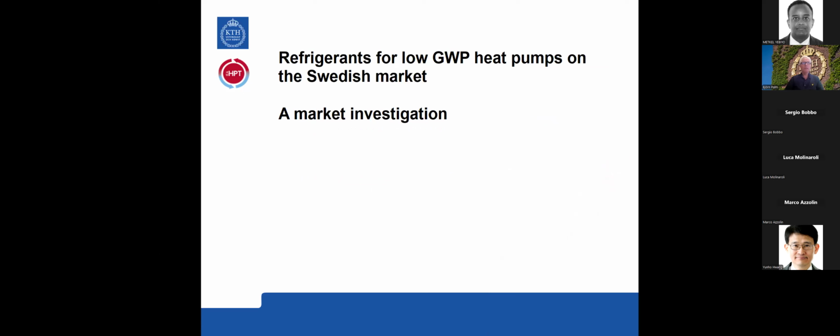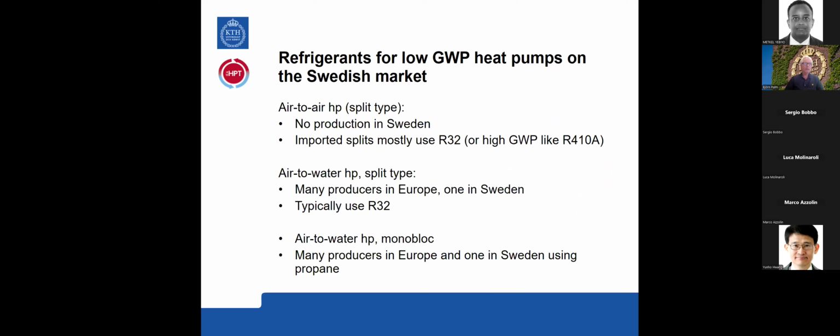Yes, we also did a market investigation here about refrigerants for low GWP refrigerants in the Swedish market. And dividing this up into different types of systems, air-to-air heat pumps, there is no production in Sweden, and the ones imported are using R32. Air-to-water heat pumps, split type usually, typically use R32. Air-to-water heat pumps, monoblocks, there are many producers in Europe and one in Sweden, and many are using propane, I should say.